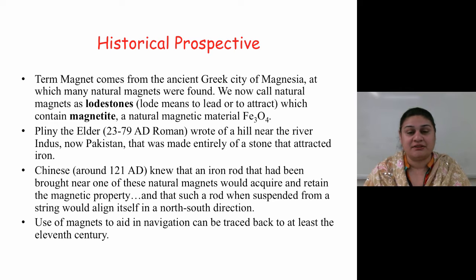Pliny the Elder wrote of a hill near the river Indus, now Pakistan, that was made entirely of a stone that attracted iron. Chinese around 121 AD knew that an iron rod that had been brought near one of these natural magnets would acquire the magnetic property, and that such a rod, when suspended from a string, would align itself in a north-south direction. Use of magnets to aid navigation can be traced back to at least the 11th century.